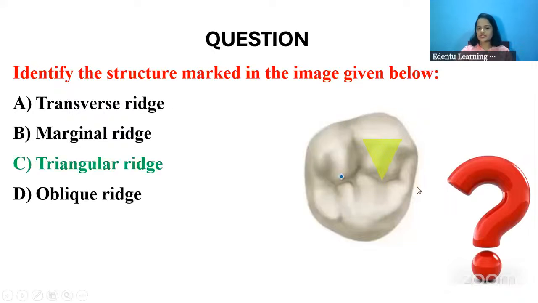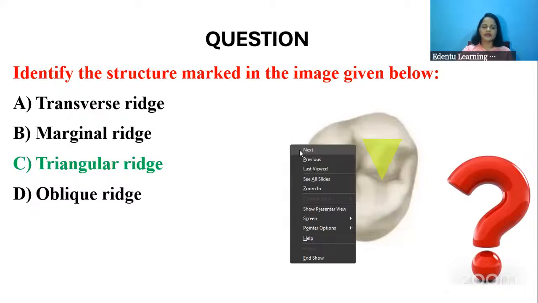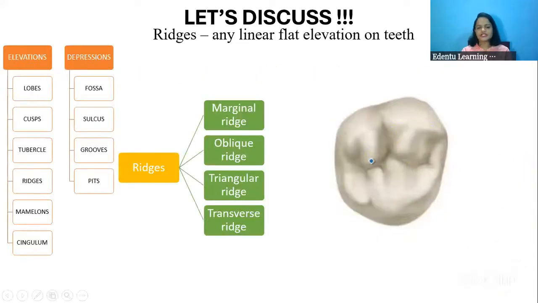Okay, so this yellow shaded part here is the triangular ridge. Now, if you look at the teeth, a tooth will have elevations and depressions. That is how broadly we can classify the structures of the teeth. These elevations include lobes, cusps, tubercles, ridges, mamelons, and cingulum, which are all elevated structures. Depressions include fossa, sulcus, grooves, and pits.